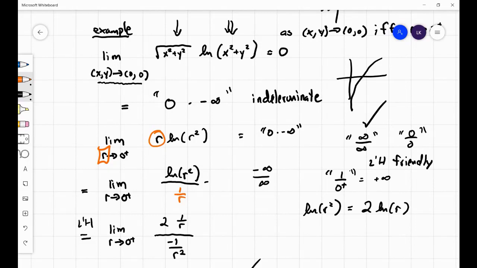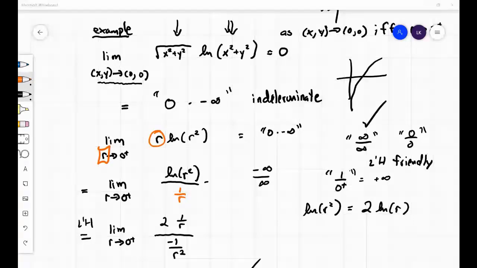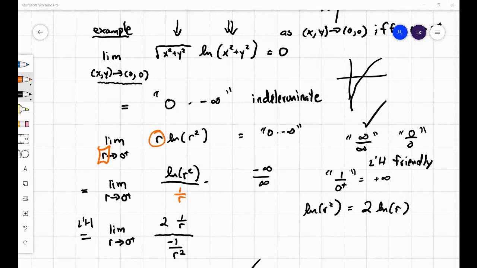Okay, let me check. I should be checking chat. 1 second. I have it on the wrong panel. Okay. All right.